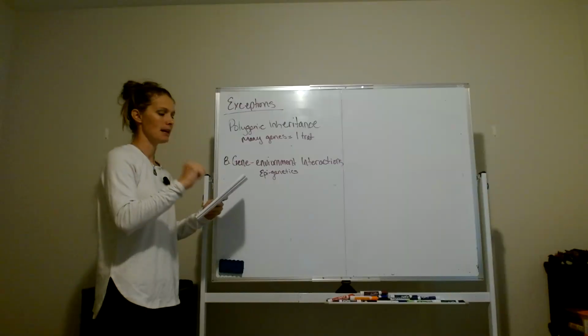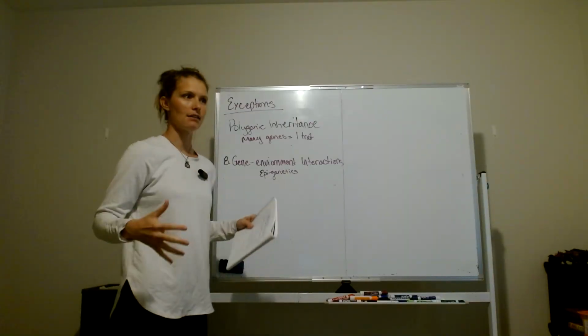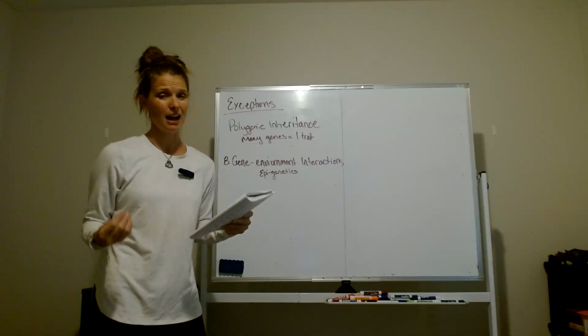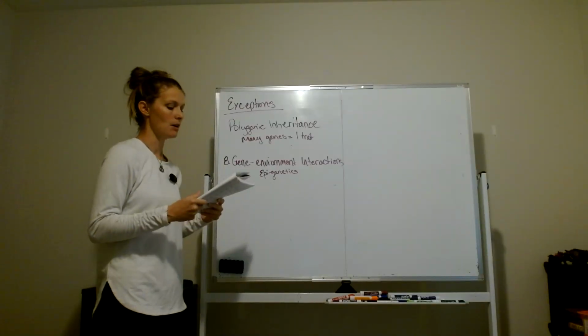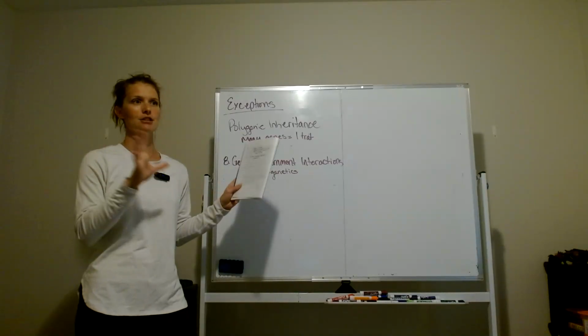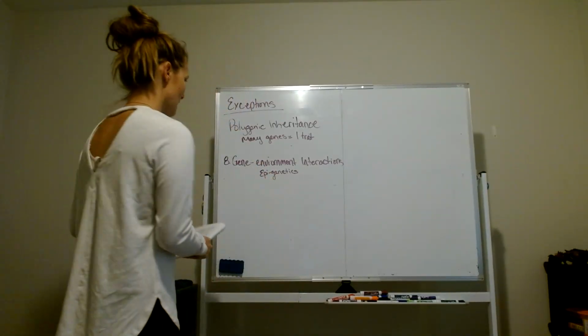Polygenic inheritance. Many genes contribute to a single trait. So we're constantly getting variation. That's human height, human skin color. I think even eye color has something to do with that as well. And then genes and the environment. The environment impacts our genes. And we'll even dive more into that with epigenetics.